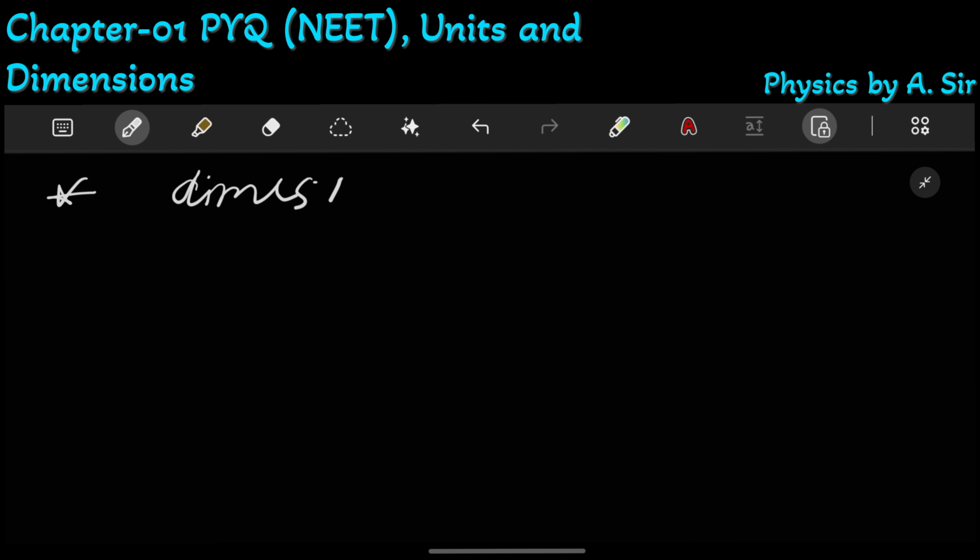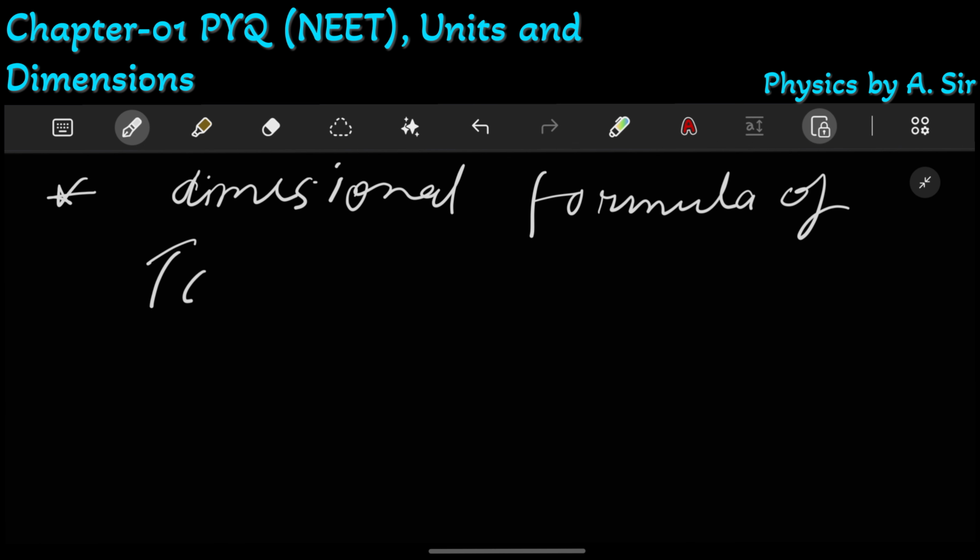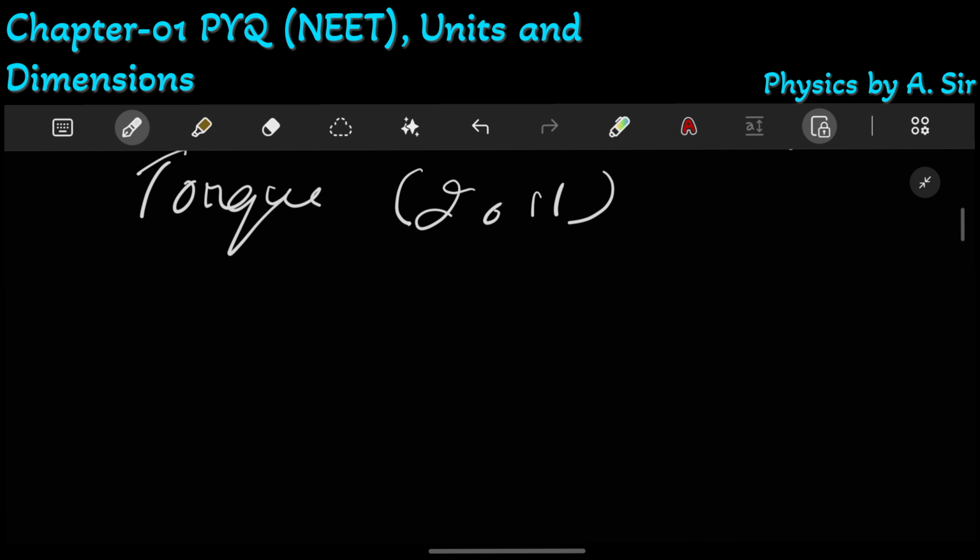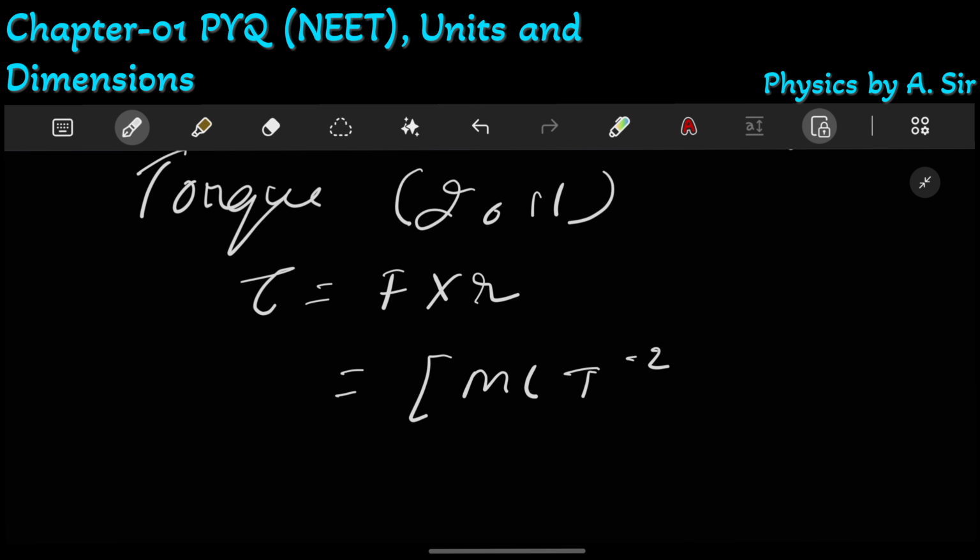Dimensional formula of torque. So it's in 2011. Let's see. Torque is force into radius. So the dimension of force is M L T to the power minus 2 and radius is L. So it becomes M L square T to the power minus 2.